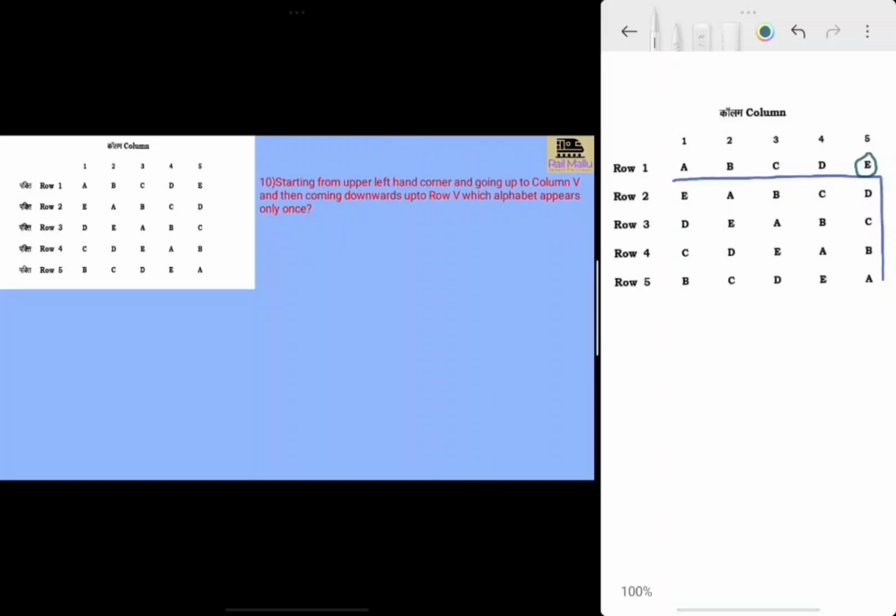The answer will be E, because in the path we have drawn, A appears 2 times, B appears 2 times, C appears 2 times, D also appears 2 times. E is the only letter that appears only once. So answer will be E, right?